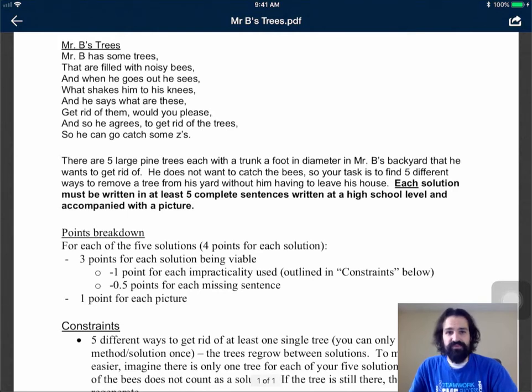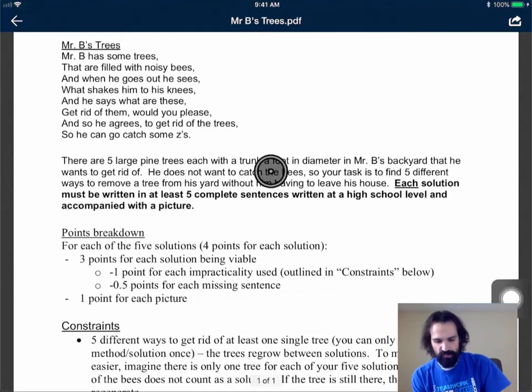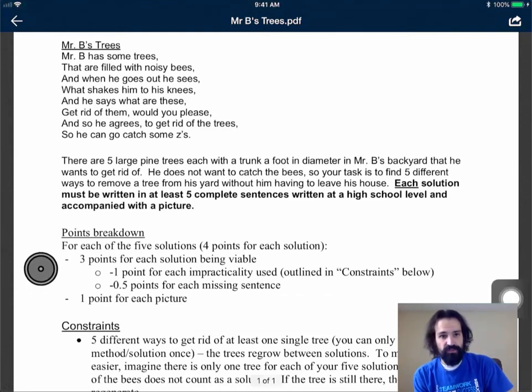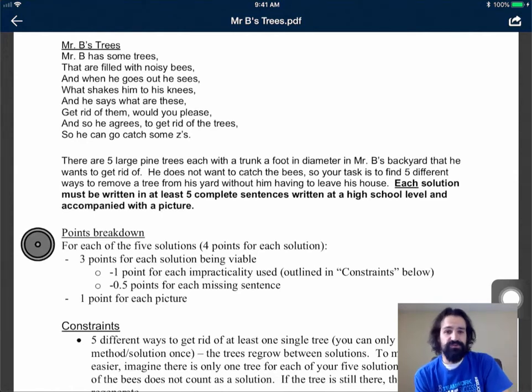Each solution must be written in at least 5 complete sentences and accompanied with a picture. Your sentences should be written at a high school level. And I'm going to go into the points breakdown, which is listed right here. For each of your 5 solutions, there are 4 points, so it's 20 points total. 3 points will come from your sentences, and 1 point will come from the picture.